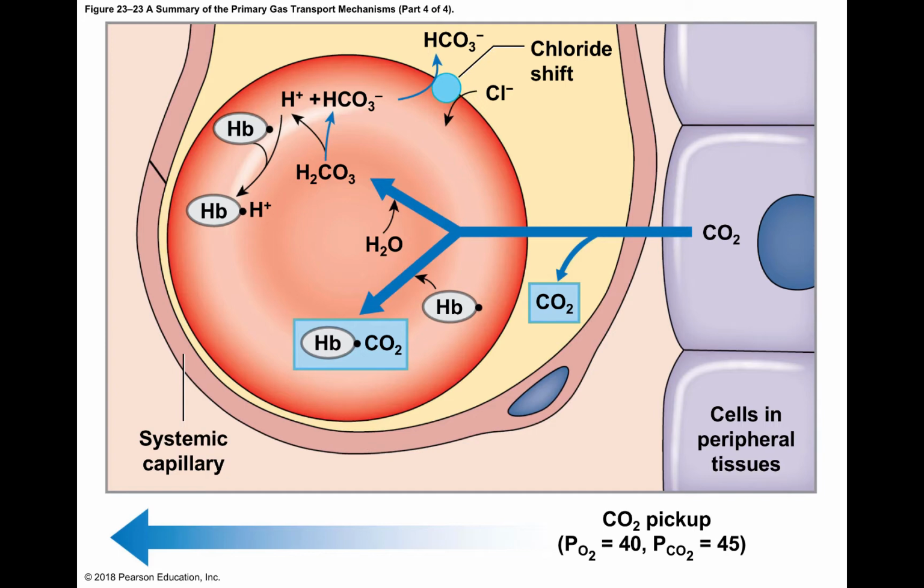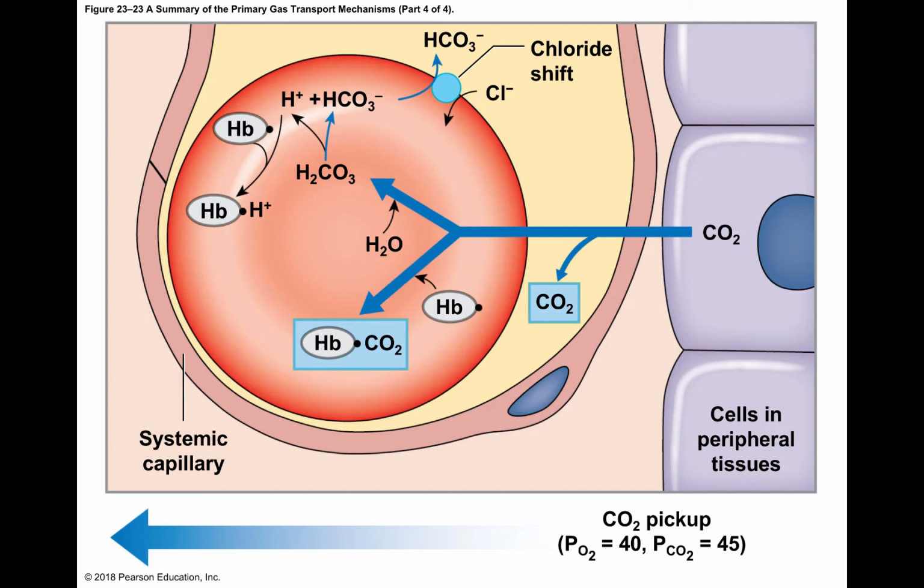One of the ways that we can get rid of that acid, that carbon dioxide acid, is by converting it to carbonic acid, so then that can get carried to the lungs. Carbonic acid will release the carbon dioxide, and then you can breathe it out. So that's one way we can get rid of that carbonic acid.